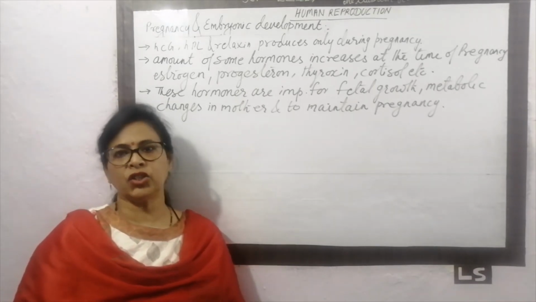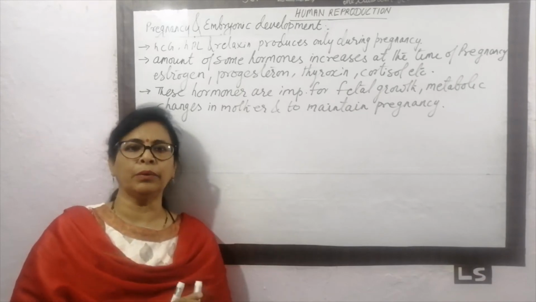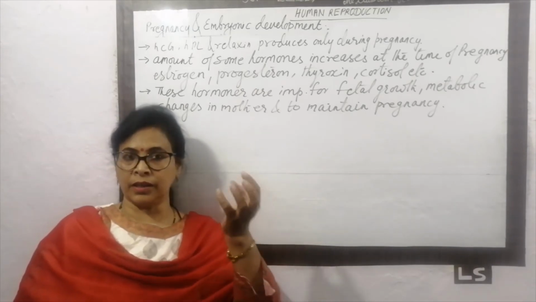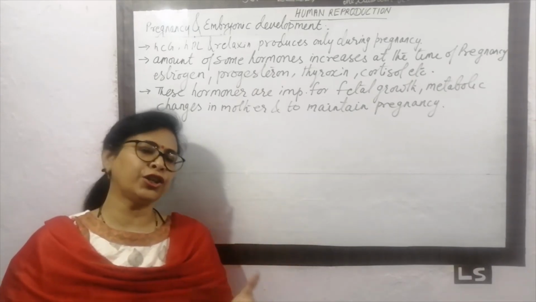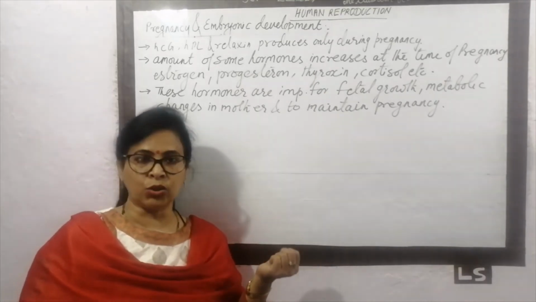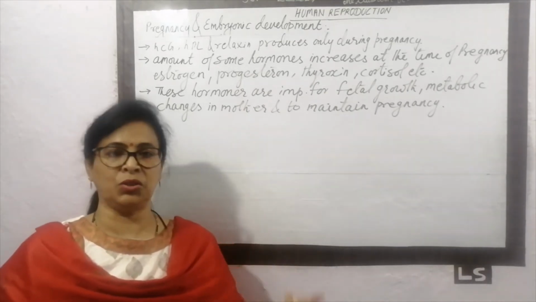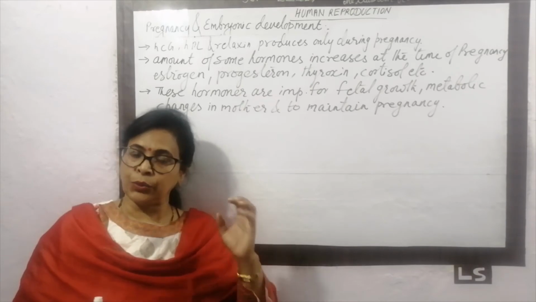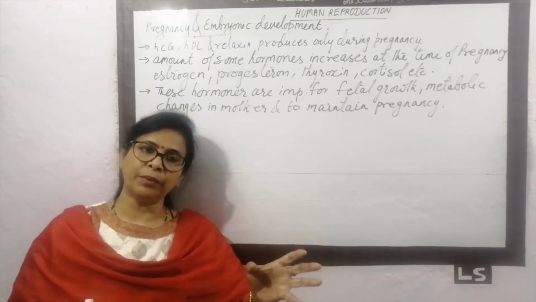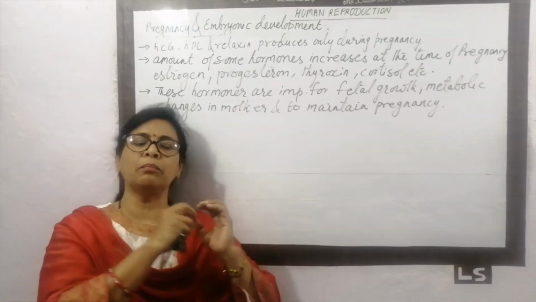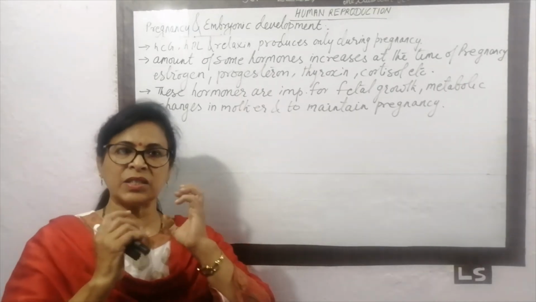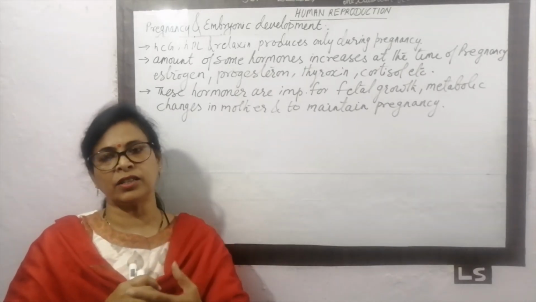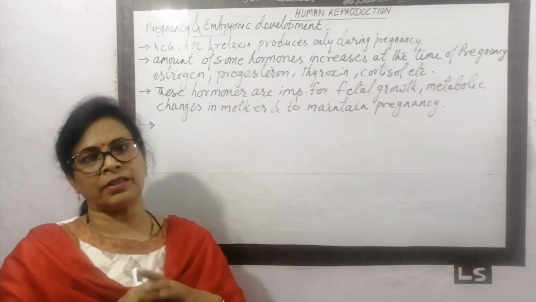Immediately after the implantation, the inner cell mass of the embryo is differentiated into three layers. The outermost is the ectoderm, the middle one is the mesoderm, and the innermost is the endoderm. The embryo is implanted in the mother's uterine wall, the endometrium. The cells present as the germ knob are differentiated into three layers, and these three layers give rise to all the tissues and organs present in the adult body.